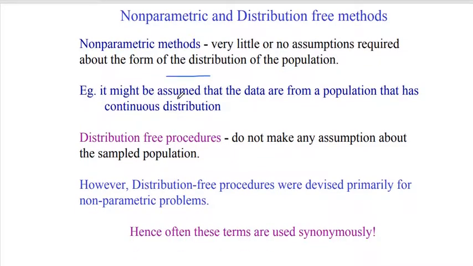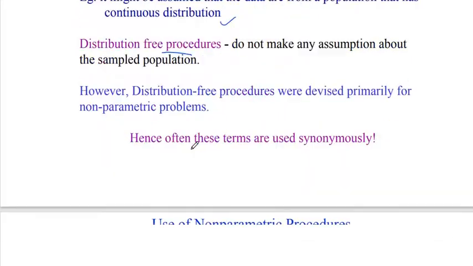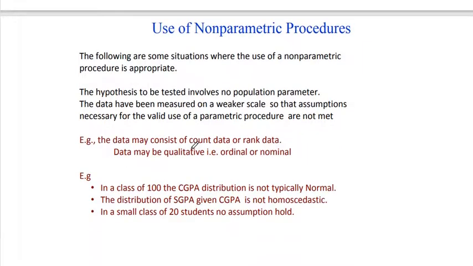For example, it might be assumed that the data are from a population that has a continuous distribution. Distribution-free procedure means no parameters are involved, so it is distribution free. Now we can discuss some uses of non-parametric procedures with examples. The following are some situations where you use non-parametric procedures appropriately.